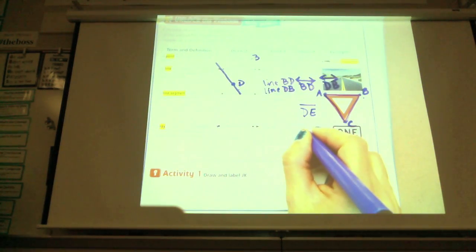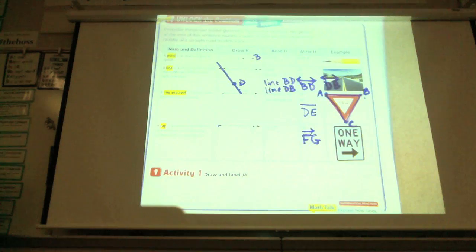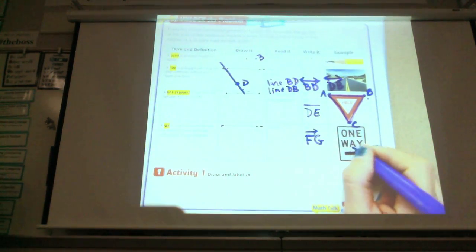We have the segment and it goes like this. I'm sorry, the ray. It has a specific starting point, so we don't put an arrow that it goes on forever in the other direction, and then we go on forever that way. Okay? An example is the little arrow on the one-way sign.